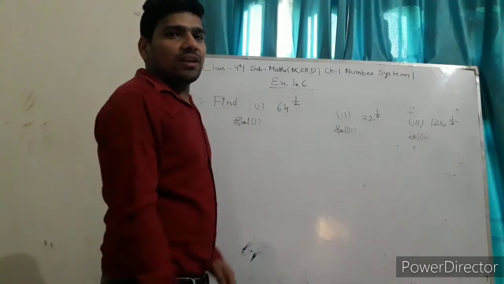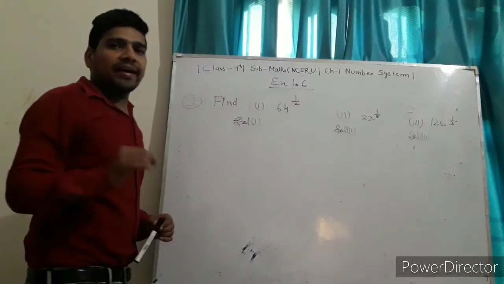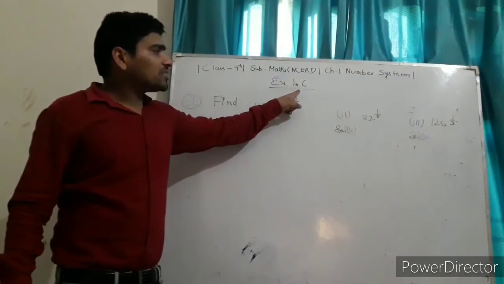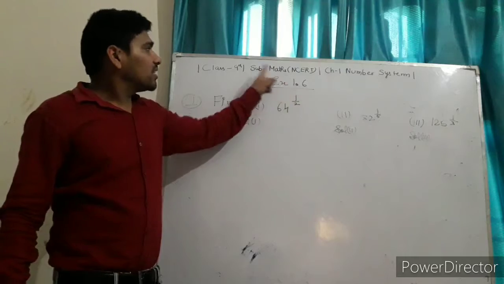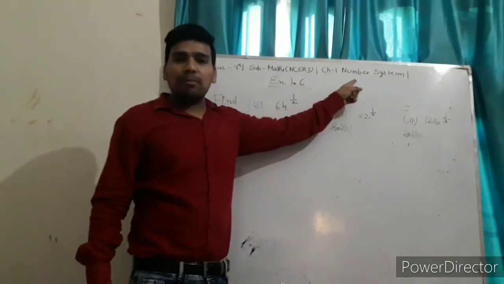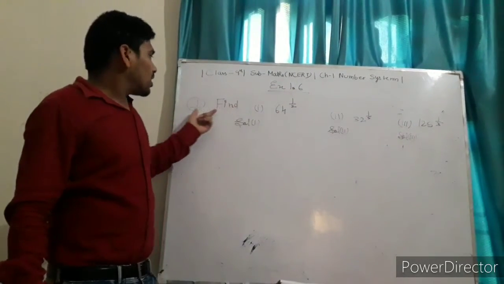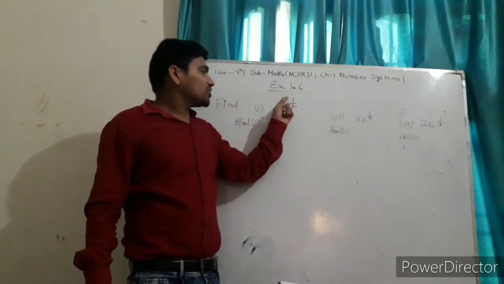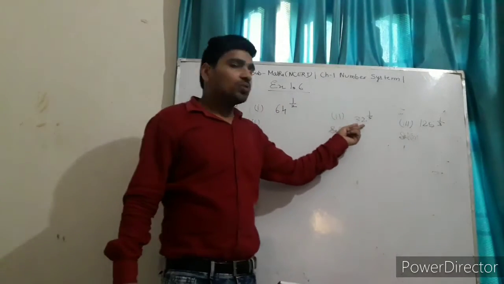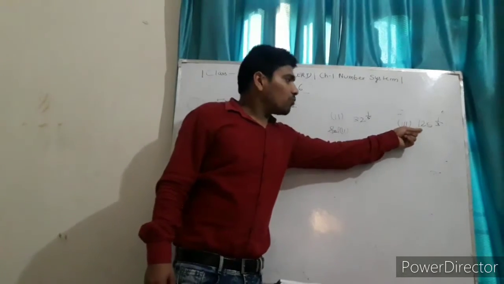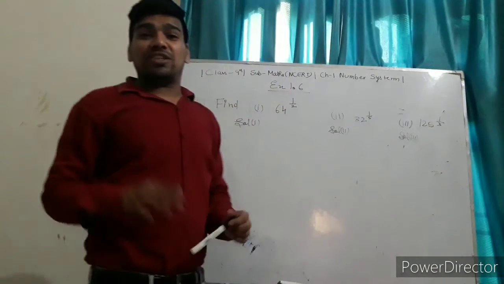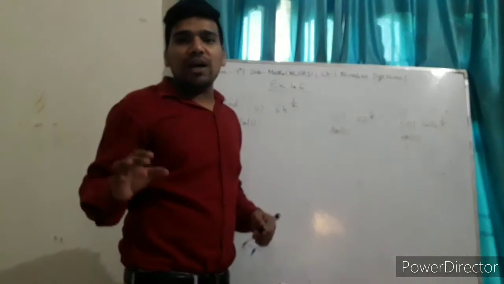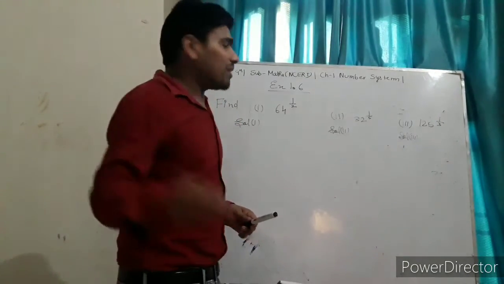Okay, students, I am Ravindra Khandelwal again before you with a new exercise, 1.6 of class 9 from the NCERT book, Number System chapter. The first sum says you have to find the value of 16 raised to power half, 32 raised to power 1/5, and 125 raised to power 1/3. So how do we find the value of these? I'm going to tell you how to find the value of these.